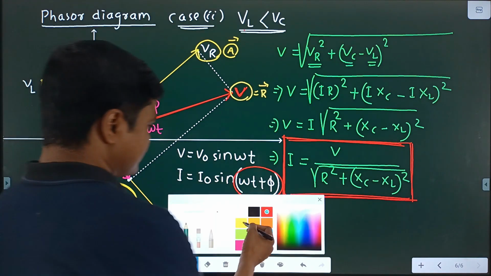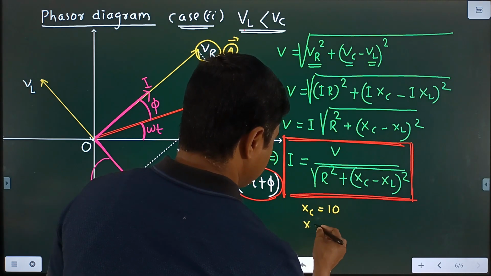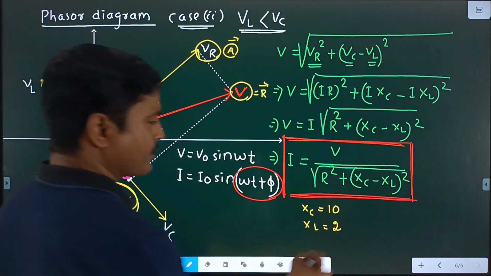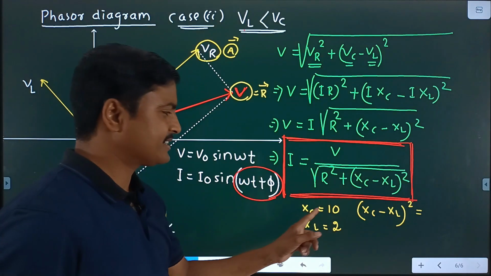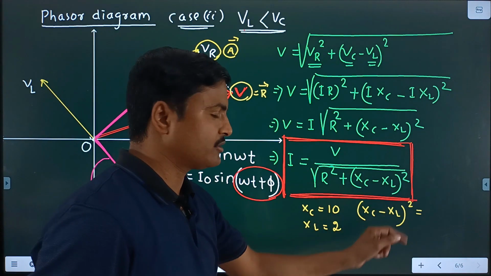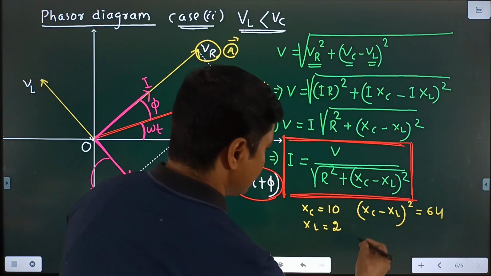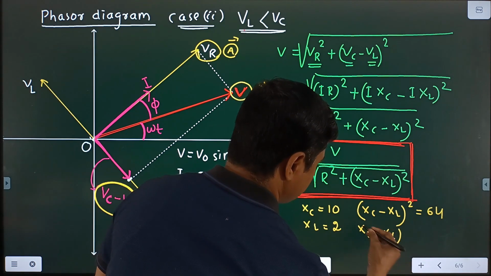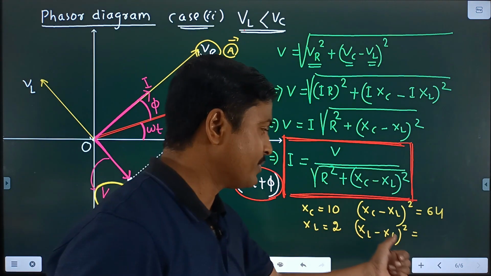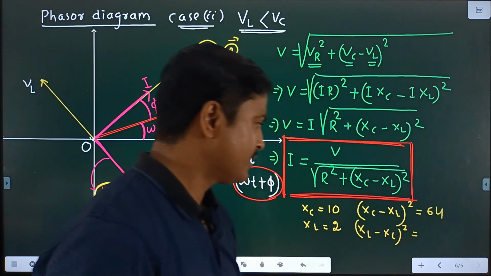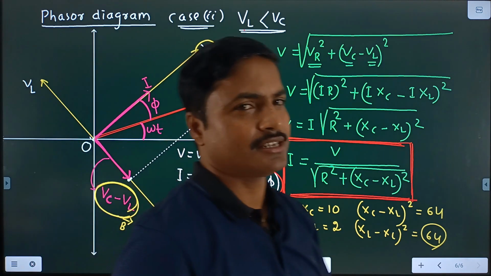How? Suppose you take an example. Suppose XC is equal to 10, and XL is equal to, suppose, 2. Clear? So XC minus XL, square of this, is equal to XC, that is 10, minus XL, that is 2, so 10 minus 2 means 8, and the square of 8 is 64. Similarly, suppose XL minus XC, and square of this: XL is equal to 2, XC is equal to 10, so 2 minus 10 means minus 8, and the square of minus 8 is also 64. That means the expression for current in both cases is the same.